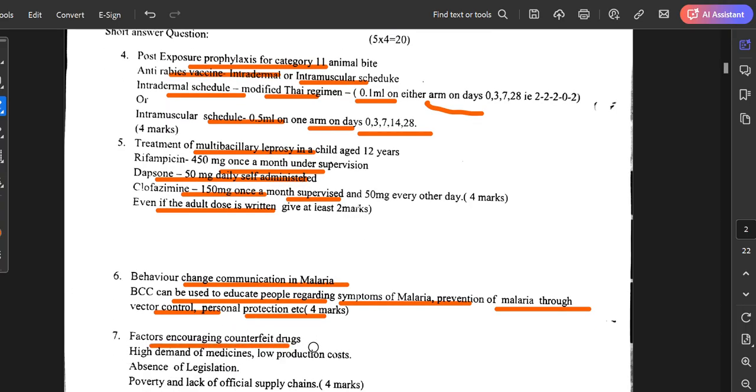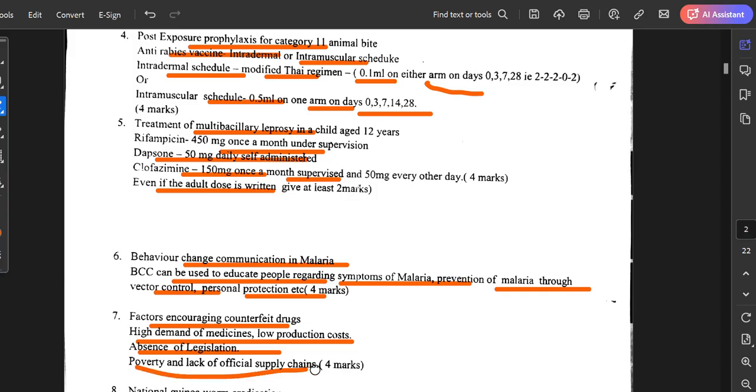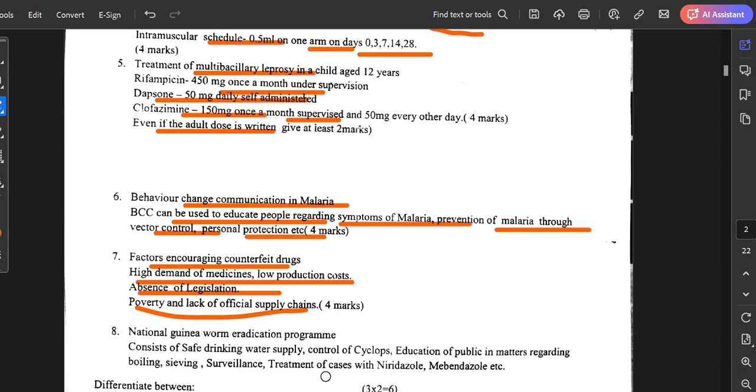Factors engaging counterfeit drugs: high demand of medicines, low production cost, absence of legislation, poverty and lack of official supply chains. National guinea worm eradication program consists of safe drinking water supply, control of cyclops, education of public in matters regarding boiling, sieving, surveillance, treatment of cases with niridazole, mebendazole, etc.